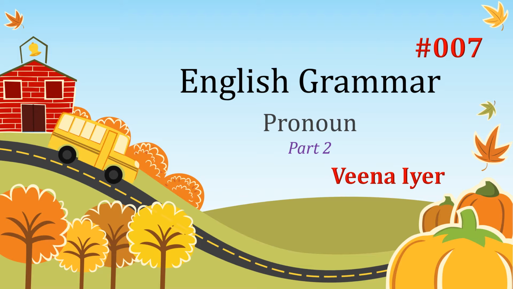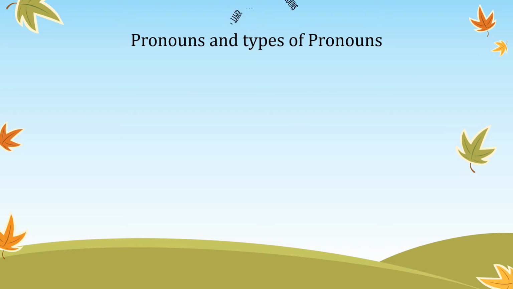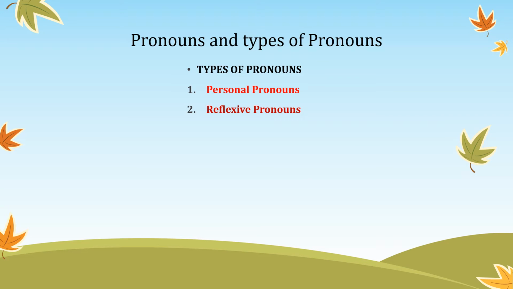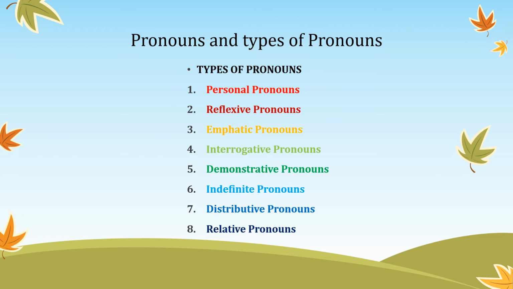So here we start with some more types of pronoun. Before starting, let us recall the types of pronoun. The first type we learnt was personal pronoun. Second was reflexive pronoun. Third, emphatic pronoun. Fourth, interrogative pronoun. Fifth, demonstrative pronoun will be coming up in this video. Indefinite pronouns we'll also learn in this video. Next, distributive pronouns will be coming up in this video. And the last one is relative pronoun, which is also there in this video at the end. So let us start with the first type, that is demonstrative pronouns.